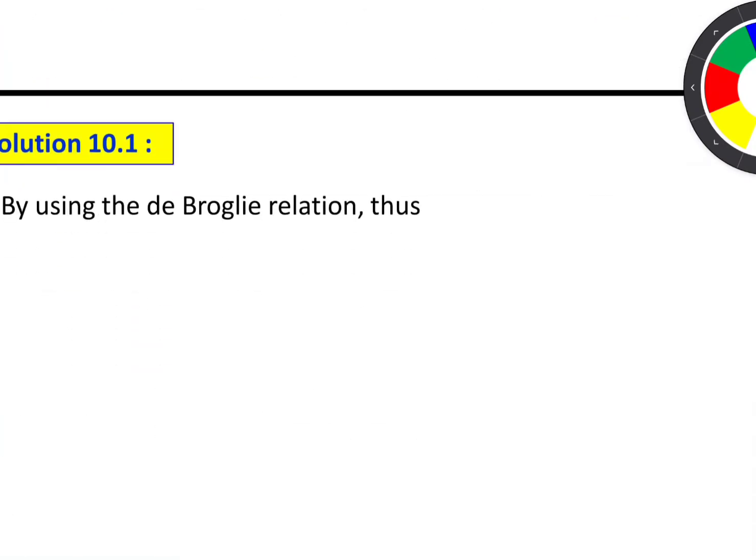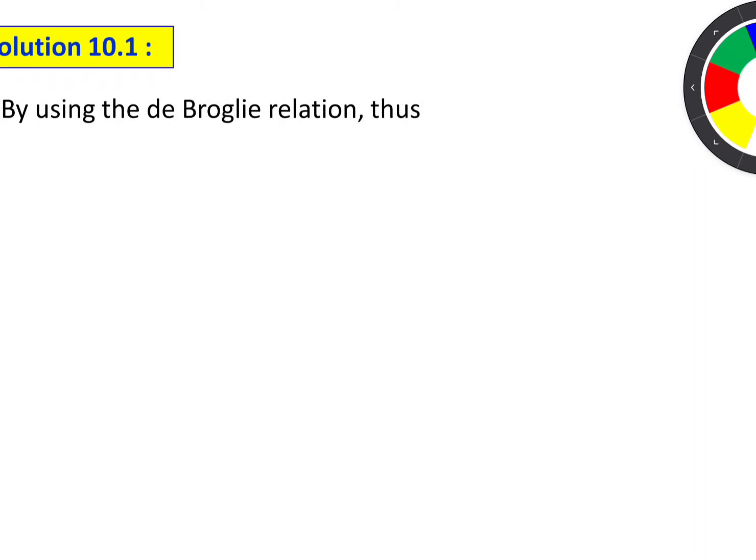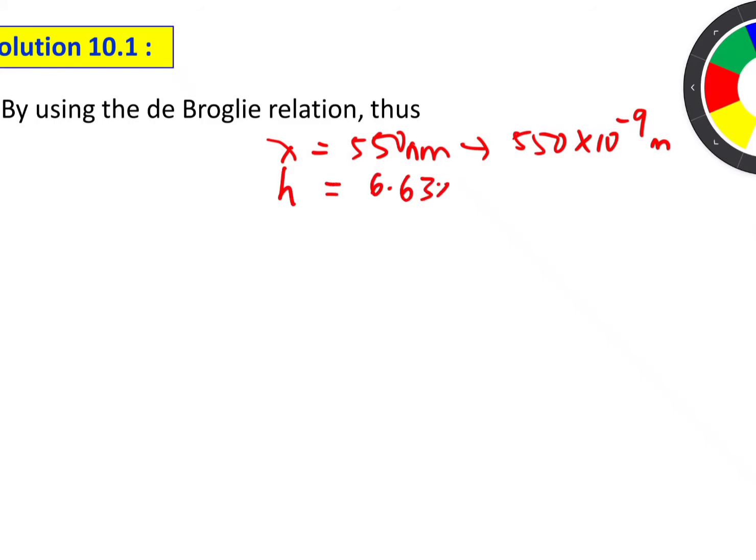Daripada solution, kita keluarkan dulu apa information yang dia dah bagi dalam soalan. Dia dah bagi lambda is equal to 550 nanometer. Convert to meter, dia jadi 550 power of negative 9 meter. And then dia dah bagi Planck constant 6.63 power of negative 34 joule second. And then dia dah bagi speed of light 3.0 power of 8 meter per second.